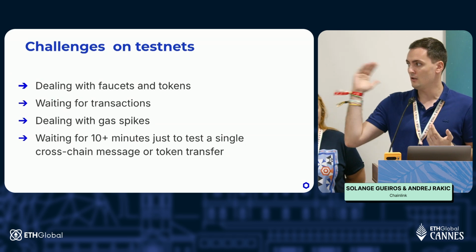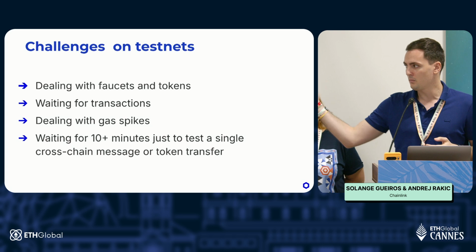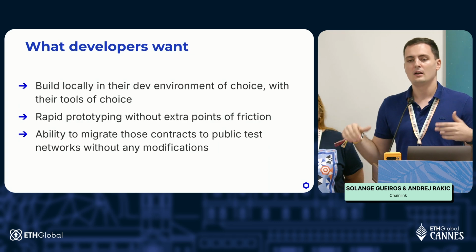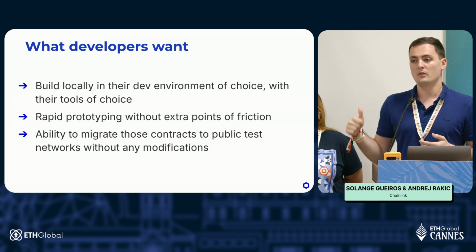Much faster is to just install Chainlink Local, and instead of waiting for 10 plus minutes, you just wait for less than a second, again in your development environment of choice, which is Foundry, Hardhat, and Remix.